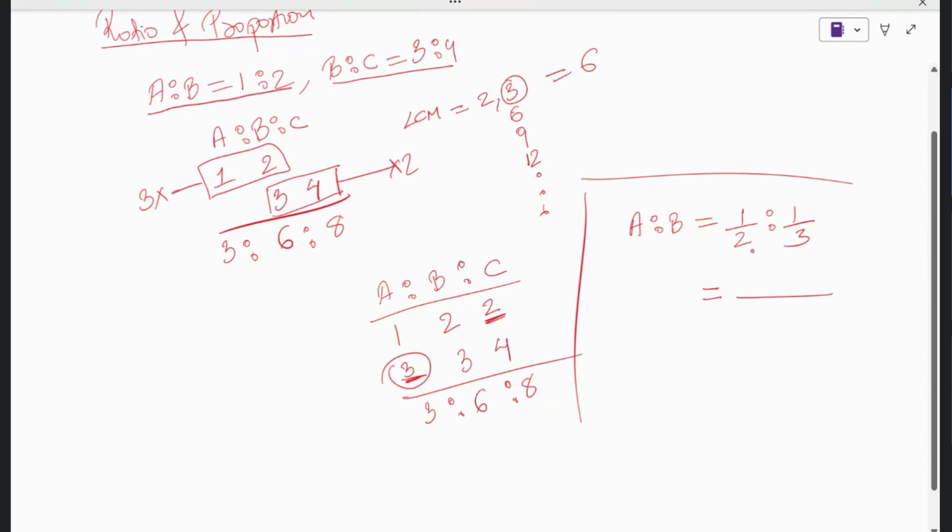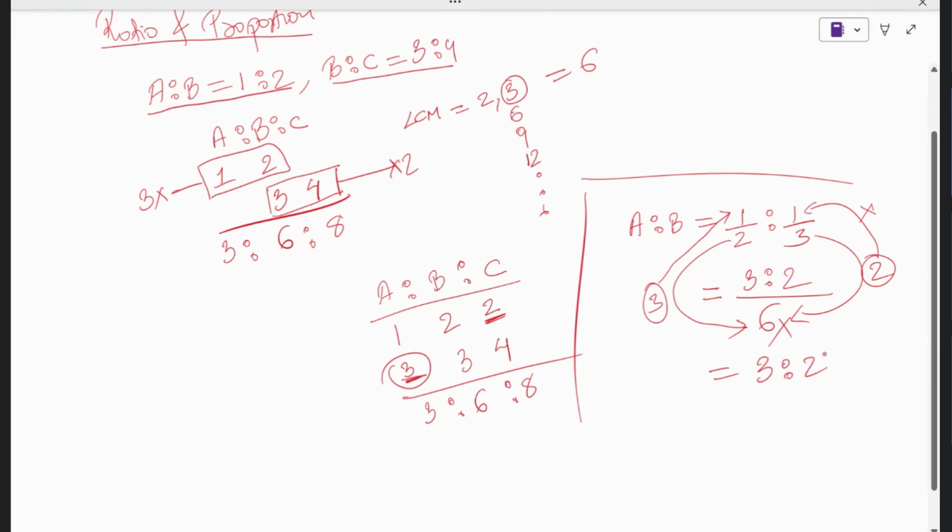Now we know the LCM of 2 and 3 is 6. 2 how many times is 6? 3 times. So 3 into 1 will give us 3. 3 how many times is 6? 2 times. So 2 into 1 will give us 2. In this case, we will omit the denominator. Now the ratio of A to B will be 3 is to 2.